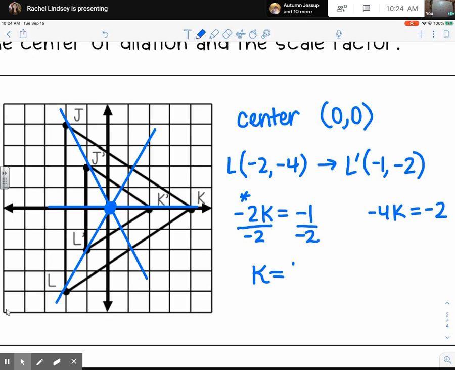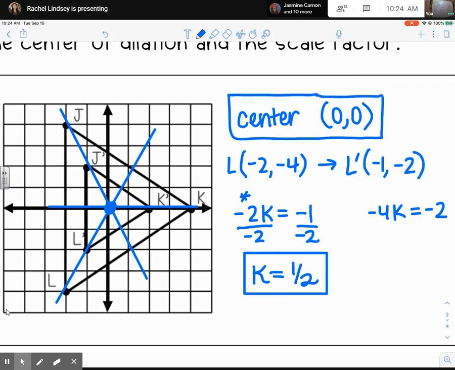1/2. Okay, so why isn't it a negative 1/2? Because 2 negatives make a what? What do 2 negatives make? Positive. Thank you. And you should never have a negative scale factor. Because if you have a negative scale factor, it's like doing a dilation and a 180-degree rotation. Because it would change the signs of both, which is what the 180 does, and it would dilate it.